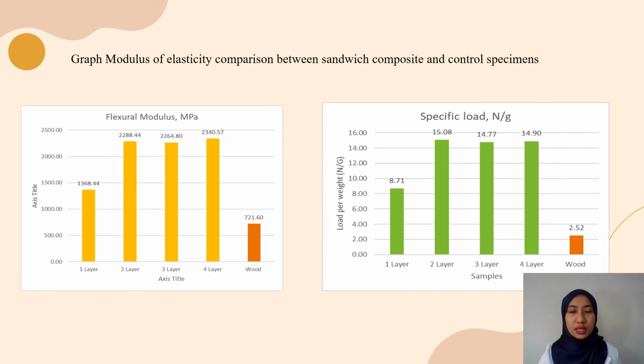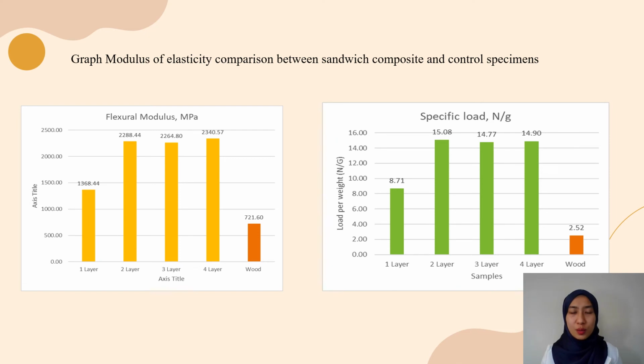Okay, so for the graph of specific load, it was in contrast with the flexural strength. The sandwich composite specimen with 2 layers of glass fiber fabric shows the highest specific load, while the lowest specific load is the wood specimen. Specific load is the best estimate of the actual load the construct was expected to carry.